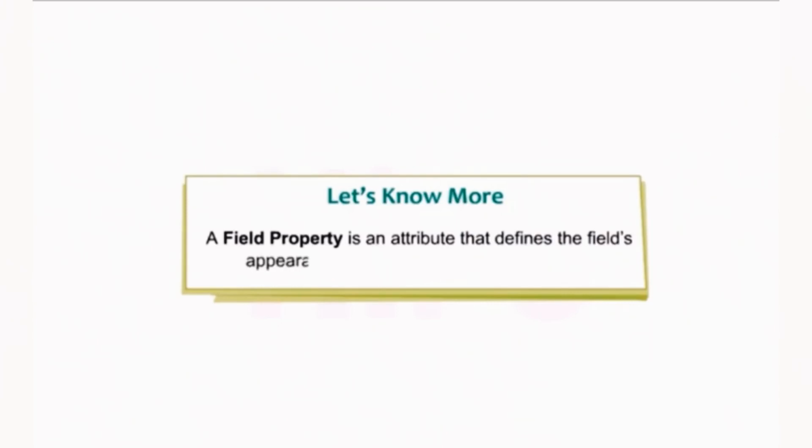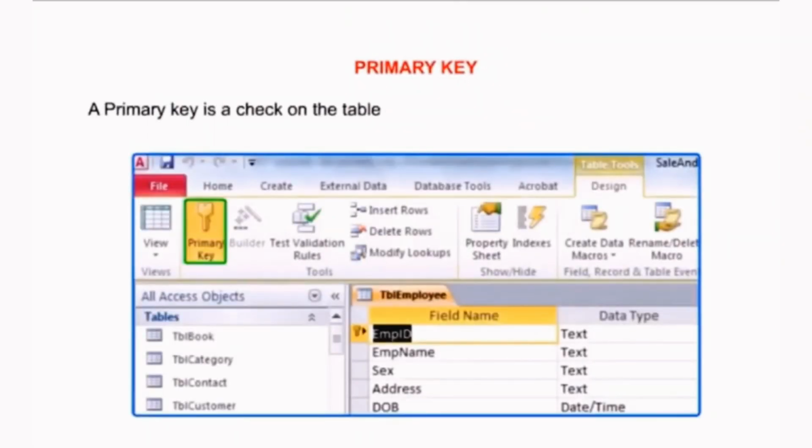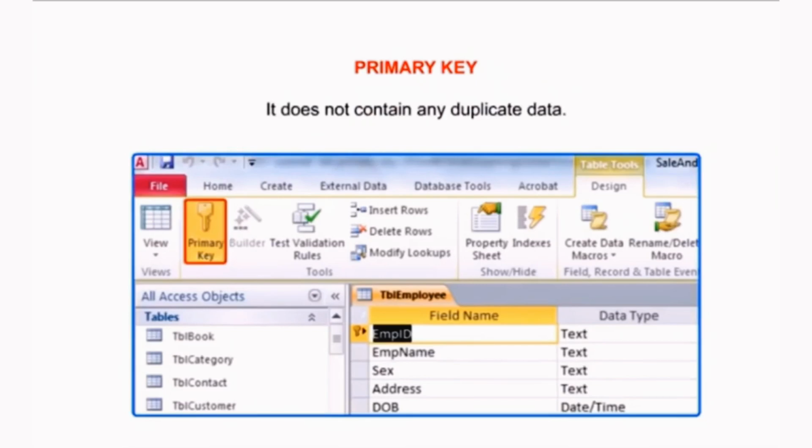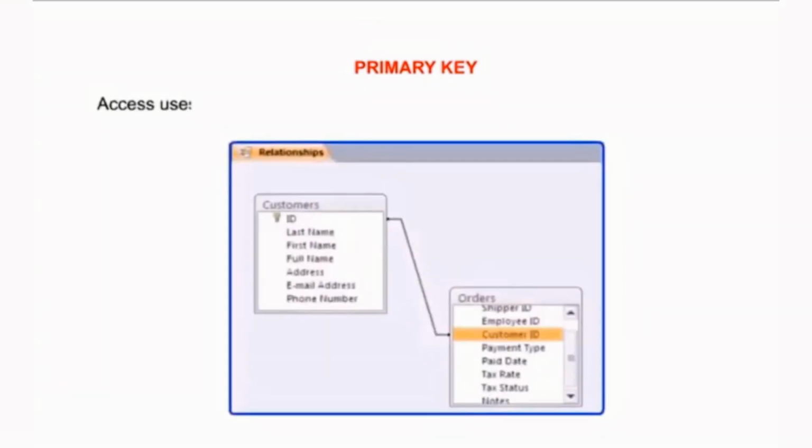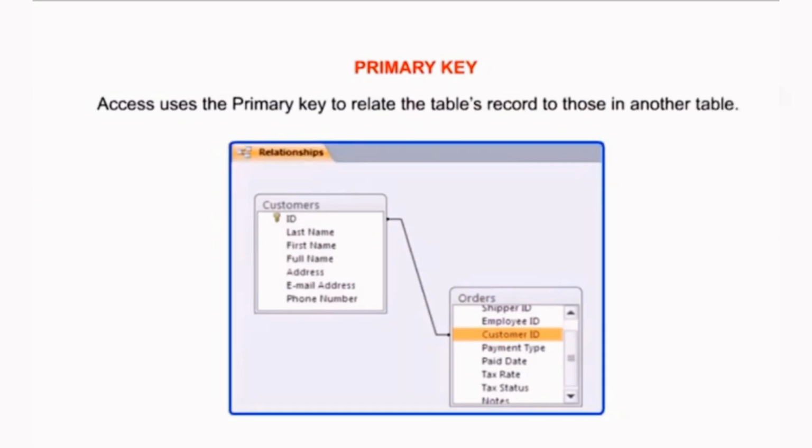Okay students, note that the field property is an attribute that defines the field's appearance or behavior within a database. Primary key. A primary key is a check on the table that uniquely identifies each record in a table. It does not contain any duplicate data. A table can have only one primary key. Access uses the primary key to relate the table's record to those in another table.